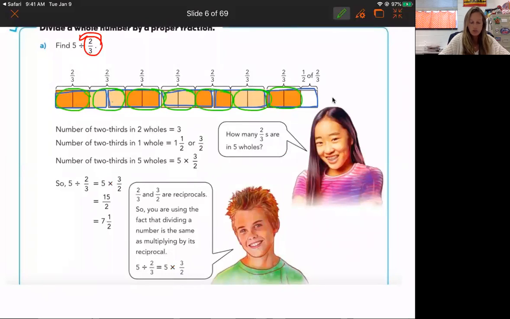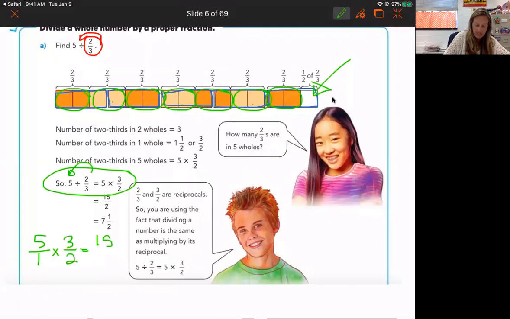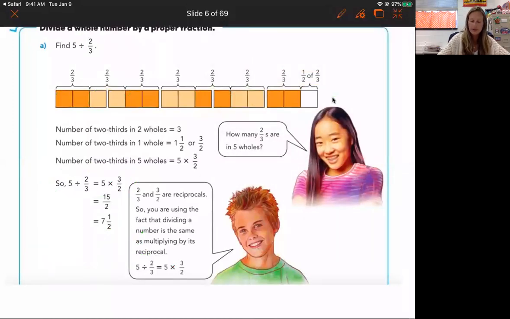So it goes in 1, 2, 3, 4, 5, 6, 7 times, but then look, there's this little guy left over. That is half of the group of 2. Not the thirds, the group of 2 that I want. So that's half that I'm going to have left over. So if I go down to the problem, it was 2/3 into 5, which is the same thing as 5 times 3/2. So if I do 5 over 1 times 3 over 2, that's 15 over 2. 2 goes into 15, 7 whole times with 1 left over, which is where the 7.5 comes from. They simplified their answer back into a mixed number.